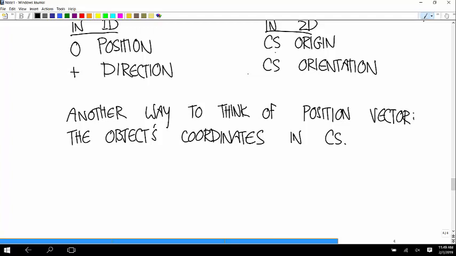What are the units for the position vector? Still meters, yep, still length.